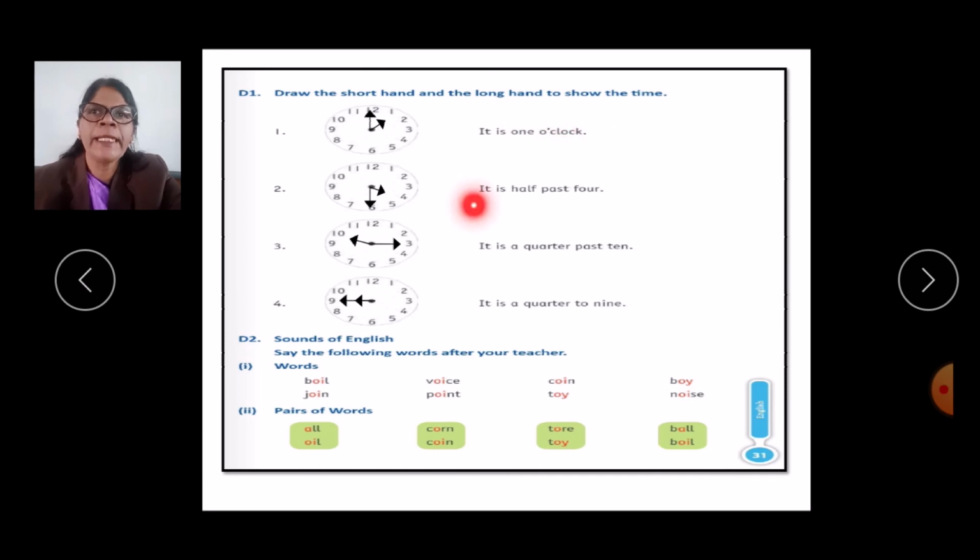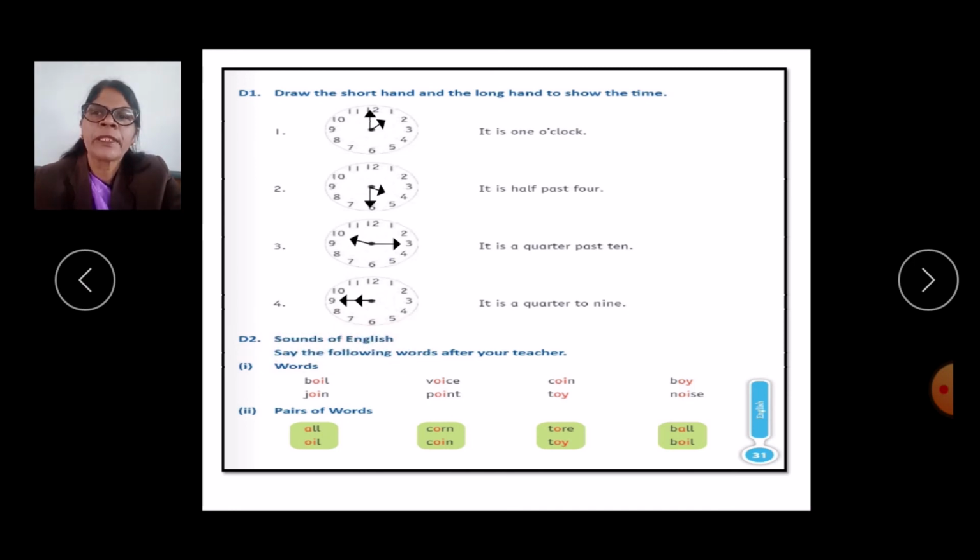The next one, it is 4:30. So you see it is 4:30 there. So we call it 4:30. In the next one, third one, it is 10:15. The next one, it is 9:15. So both the hands are on 9. So it is 9:15.